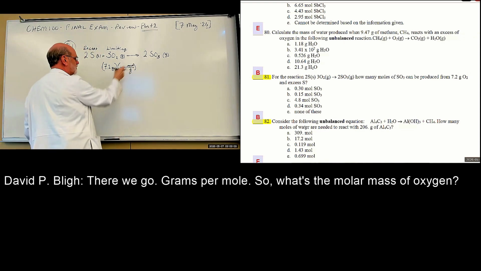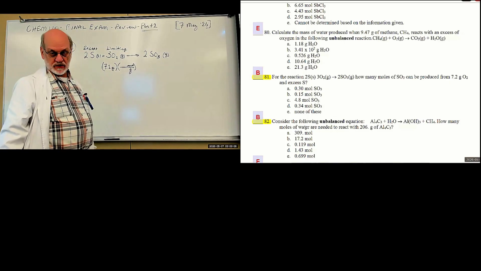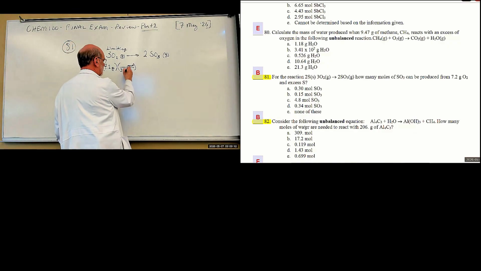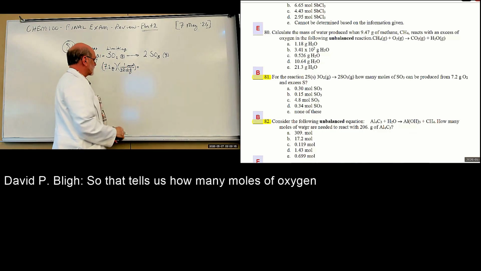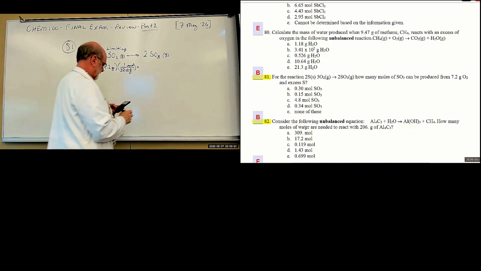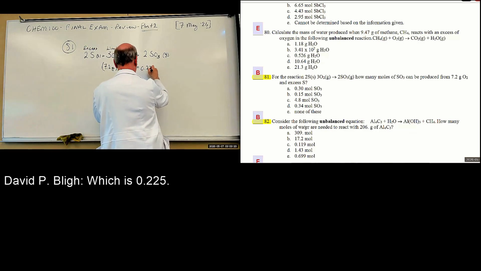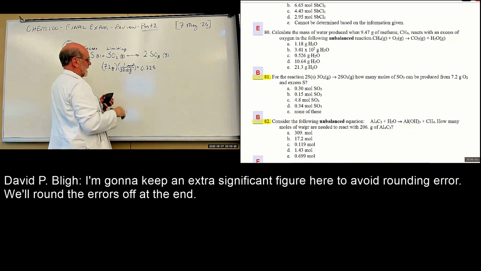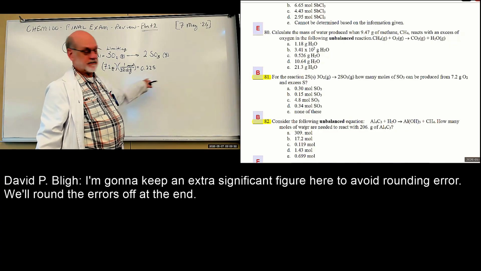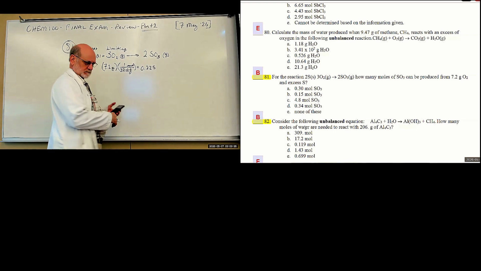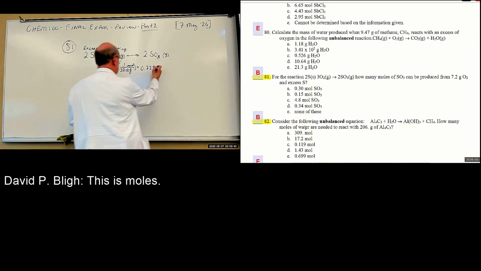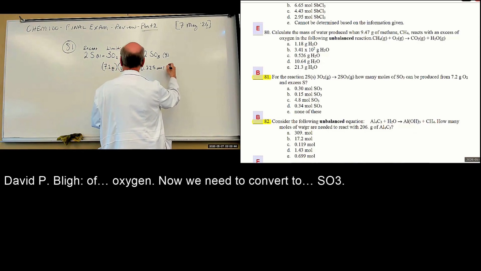Grams per mole. So what's the molar mass of oxygen? Well, it's 2 times 16, which is 32. So that tells us how many moles of oxygen, which is 0.225. I'm going to keep an extra significant figure here to avoid rounding error. We'll round the errors off at the end. With 7.2, yeah, two significant figures, but I'm going to keep those. This is moles of oxygen.